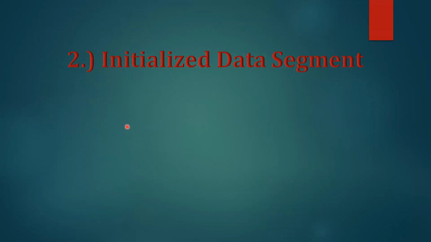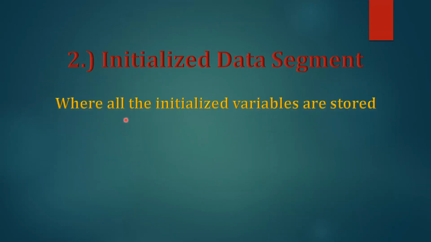Now the second one, initialized data segment. This is the segment where all the initialized variables are stored. As the name suggests, it is the initialized data segment. There are some variables, initialized or maybe uninitialized, in our code. So only those variables which have been given a value while they are being declared will be stored in this data segment, that is, the initialized data segment.